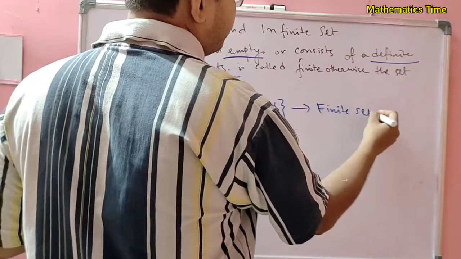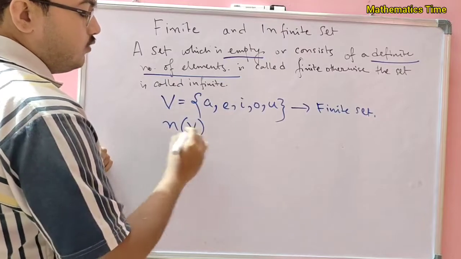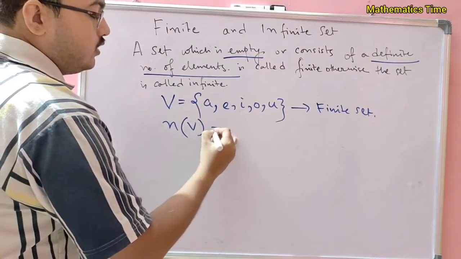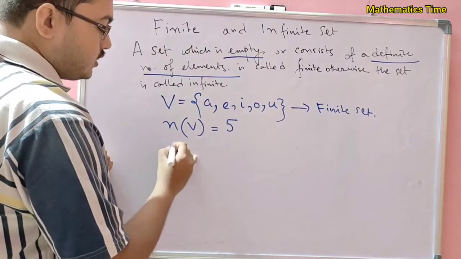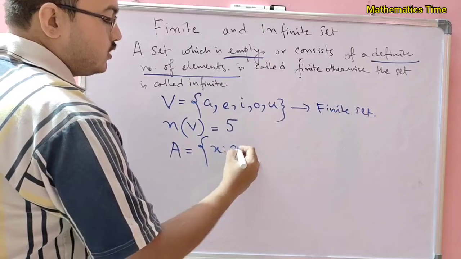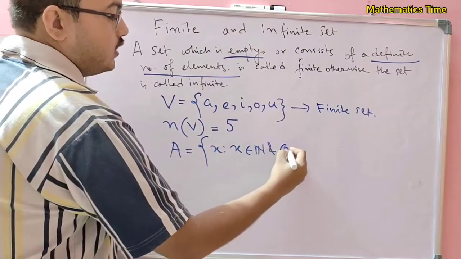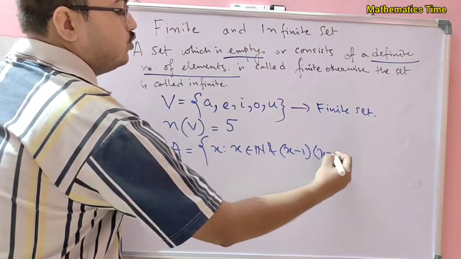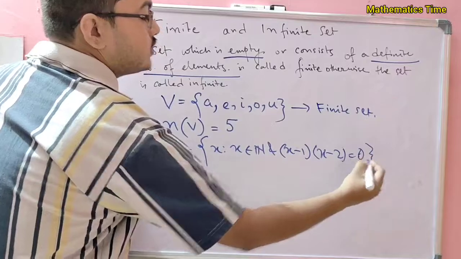And how we will represent the number of elements? This is n of V. We will write n of V is equal to 5. There are 5 elements. Let us take another example. A is equal to x, where x belongs to N, N means x is a natural number, and x minus 1 into x minus 2 equals 0.